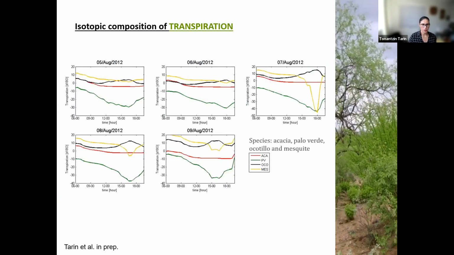Some of the results, which we are still working on, are shown here. We have the different delta T isotopic compositions for 4 different species. As you can see, along the day they have different isotopic values, and they are also different between the species. This gets very tricky when we want to obtain a single value for the delta T of the ecosystem.